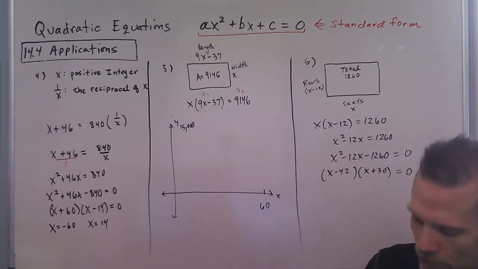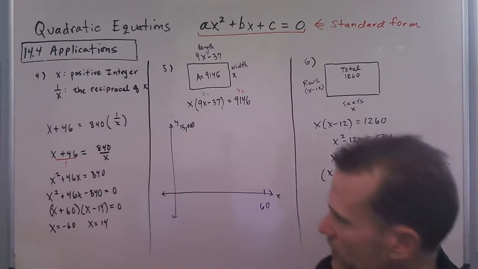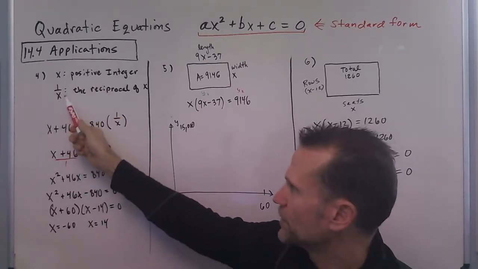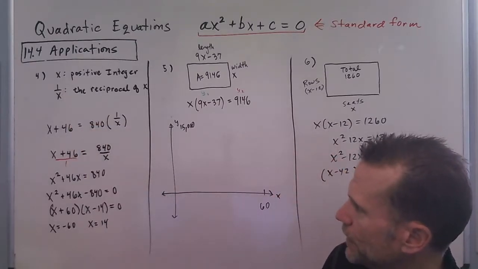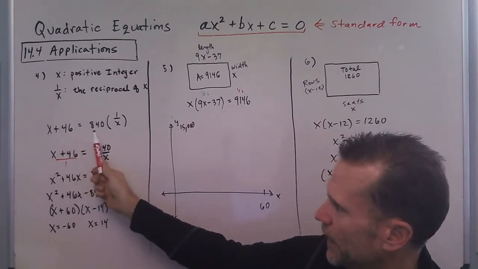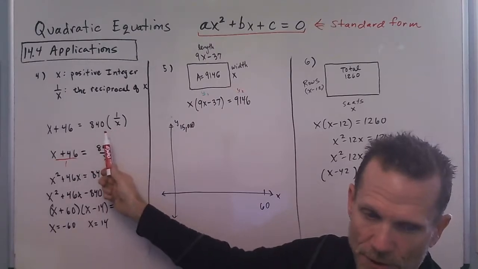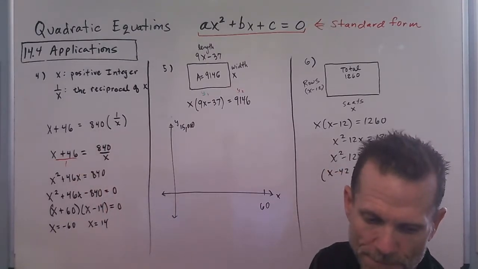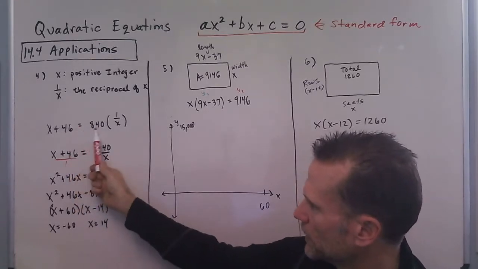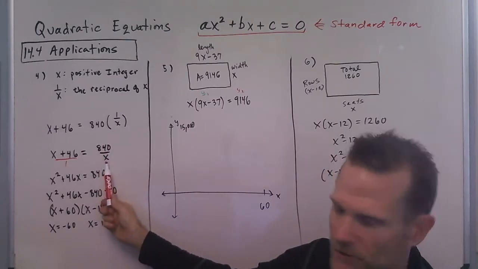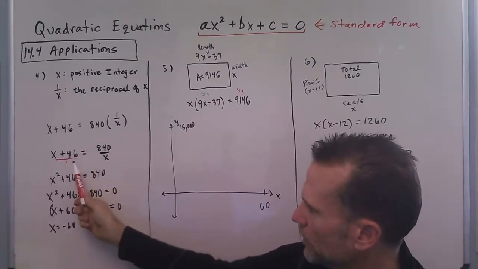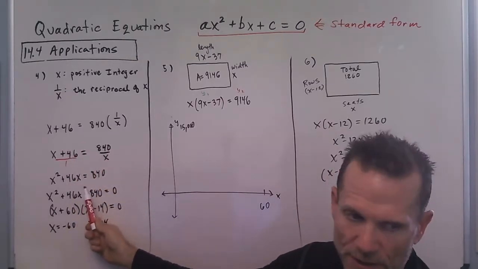So this problem number 4 says that we have a positive integer, and then the reciprocal of the positive integer is represented by 1 over x. And then it says if the number is increased by 46 and 840 times its reciprocal, they're equal to each other. Okay, so we get this equation here that we can multiply this 840 and get 840 over x. And then from what we learned in the previous module, we could cross multiply here, and that leads us to this quadratic here.